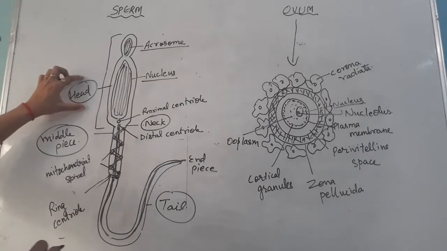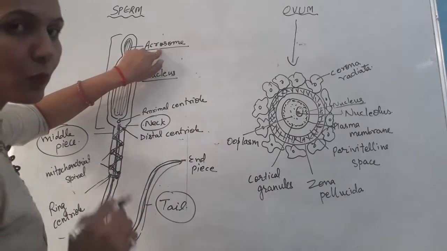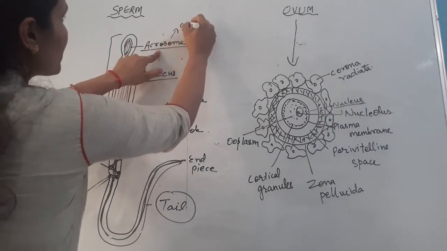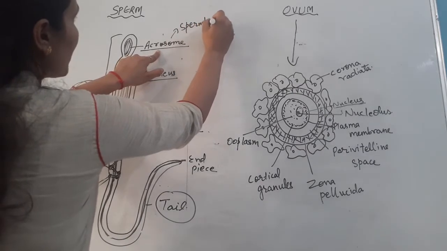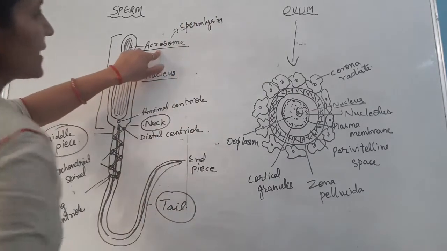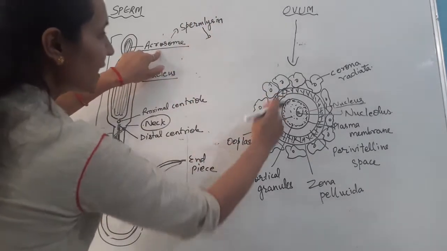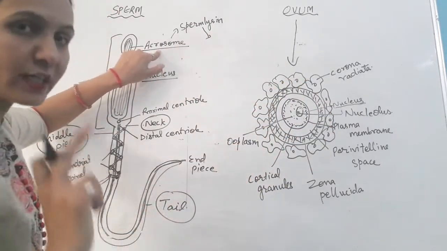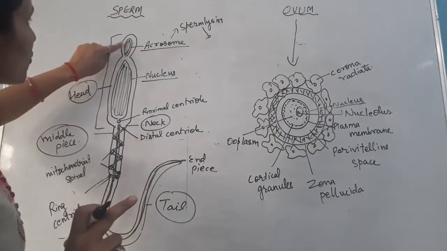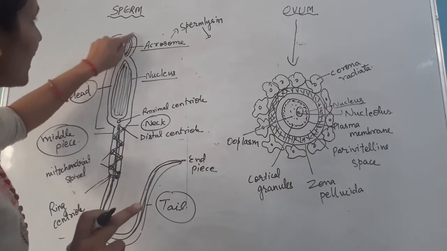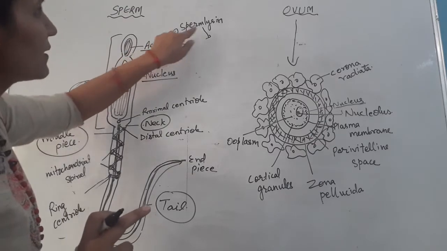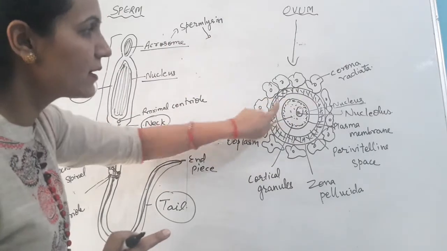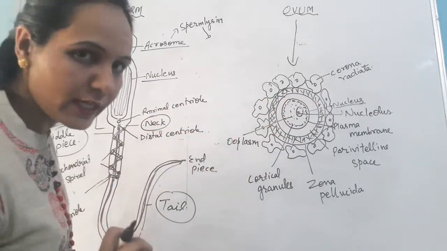The head comprises the anterior portion, which is known as the acrosome. This acrosome consists of sperm lysine that degrades the layer or membrane of the ovum during fertilization. Clear? So the acrosome is anteriorly placed. यहाँ पे देखिए बिल्कुल आगे ये place है और इस acrosome के अंदर sperm lysine present होते हैं which degrade the layer of the egg, or which penetrate the layer of the egg during fertilization.